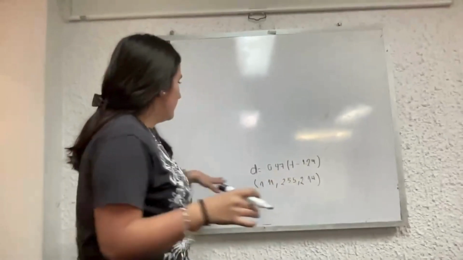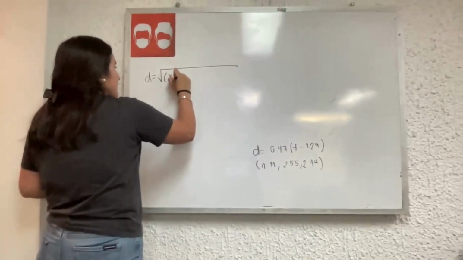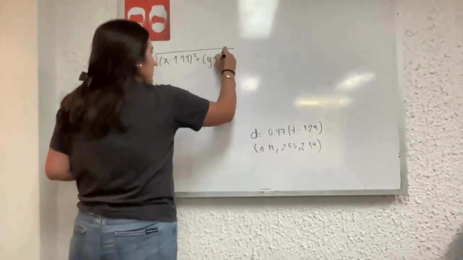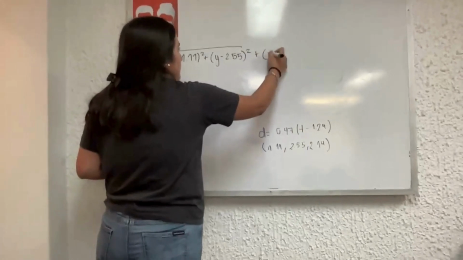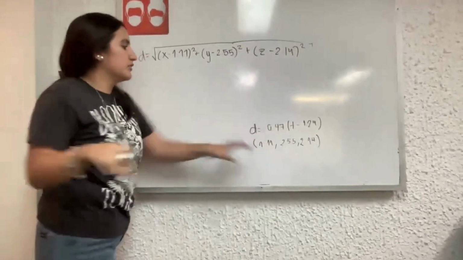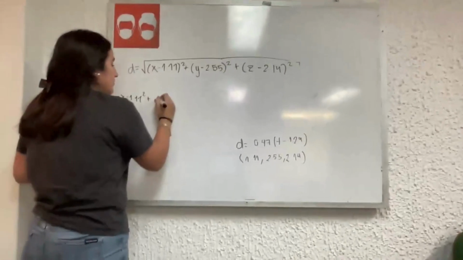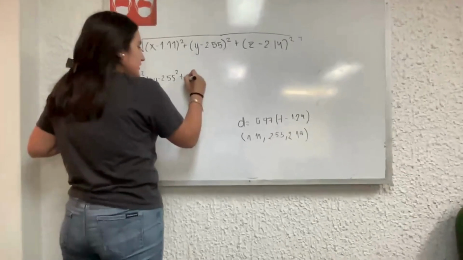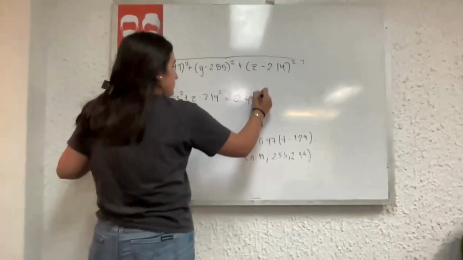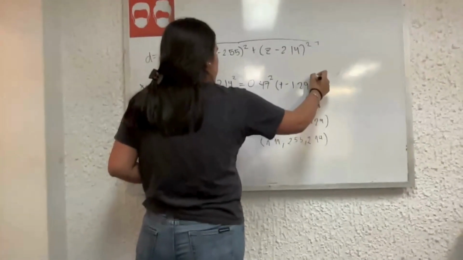So, another way to have this data is that the distance will be equal to the root of x minus 1.11 to the power of 2 plus y minus 2.55 to the power of 2 plus z minus 2.14 to the power of 2. And then if we mix these two formulas, we will have x minus 1.11 to the power of 2 plus y minus 2.55 to the power of 2 plus z minus 2.14 to the power of 2 will be equal to 0.47 to the power of 2 multiplied by t minus 1.29 to the power of 2.